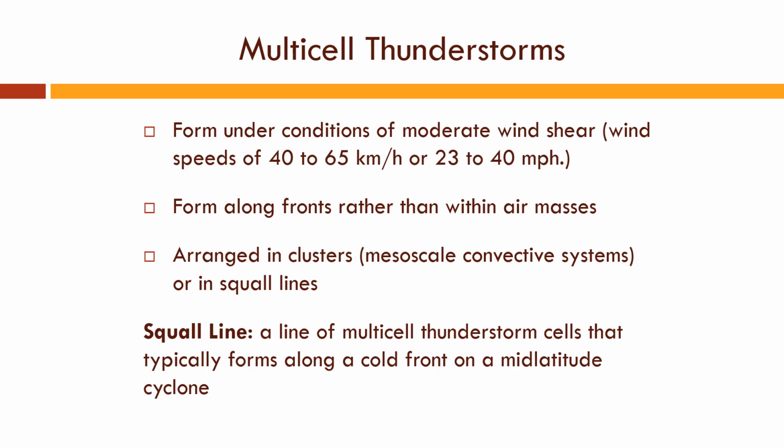They typically form along fronts where that colder air is meeting that warmer air, where you actually see moving air at different temperatures, making the wind blow in many different directions. This causes that wind shear to increase and arranges those thunderstorms into little small clusters.